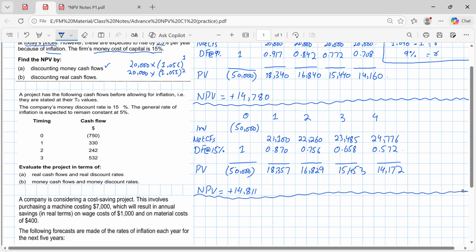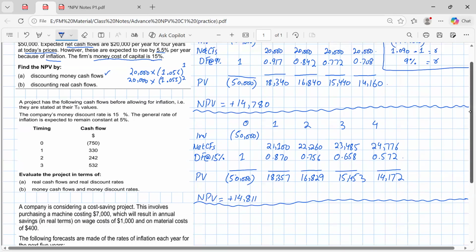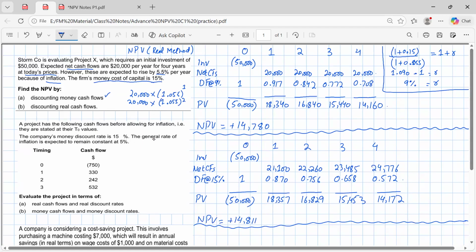So whether you use the real method or the money method, both of the answers of the NPV will be almost similar. In both situations, you can see the gap is not that much. So the point that you should understand is that if there are real cash flows, you discount them with the real cost of capital to get the real NPV.